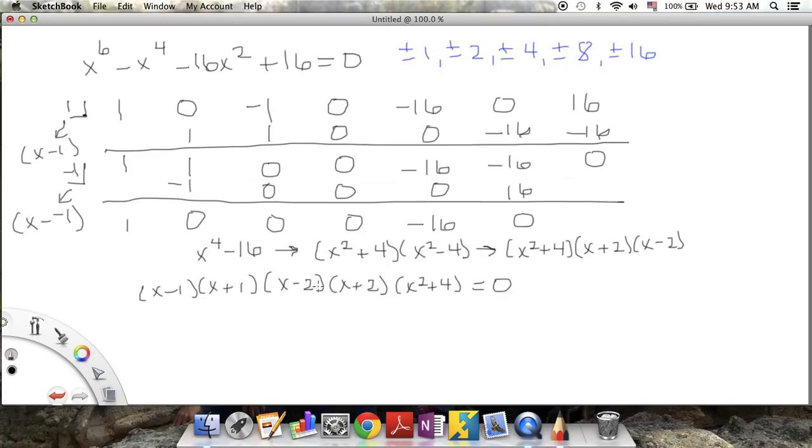So again, we've got a product that equals 0, so that means it's going to happen anytime any of the factors equal 0. So x minus 1 equals 0, x plus 1 equals 0, x minus 2 equals 0, x plus 2 equals 0, and x squared plus 4 equals 0. So these are pretty straightforward. X equals 1, x equals negative 1.